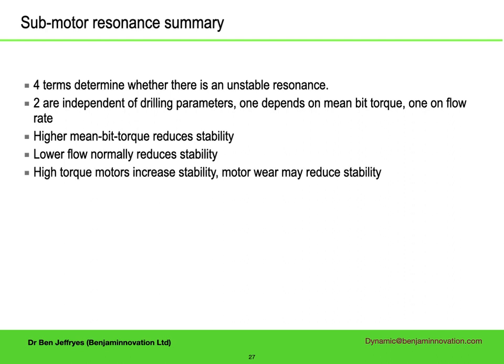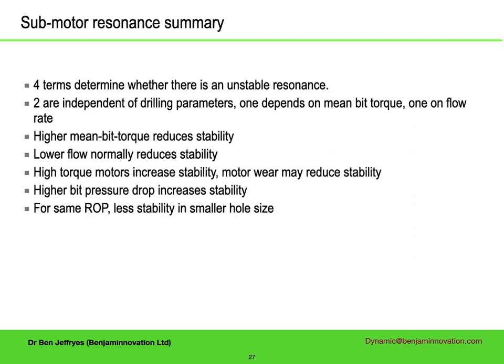There's a torque over pressure factor in there, so normally having a high torque motor, basically more lobes, increases stability. It's not in this formula, but the data hints that motor wear reduces stability. In the downlink case I told you about before, later on in the run when the flow rate was increased again, it took longer for the oscillations to die down. Having a higher bit pressure drop increases stability, whether it is from smaller nozzles or higher flow. And finally, things are generally worse in small hole sizes.